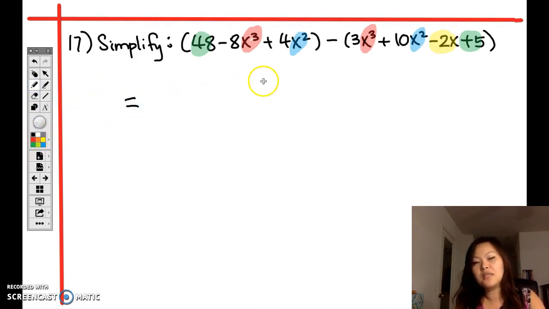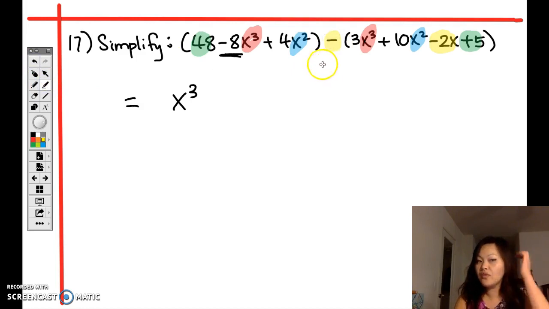Your answer has to be in standard form. That means you write the letter with the highest exponent first. So you're going to write x to the third power first. So you see a -8 and a 3. But before you do anything, I noticed this is a subtraction problem. So before I color coded, I was supposed to first distribute the negative, right?